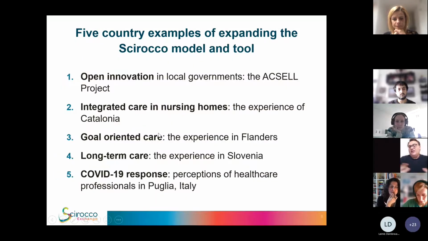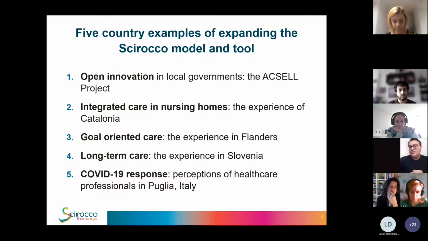Finally, and I don't want to keep this introduction long, we will see today 5 counterexamples, and you can see that open innovation, the Excel project, is one topic expansion. We will see how this has been adapted also to nursing homes in the case of Catalonia. So it's a topic expansion and in some way also related to user expansion involving new users.